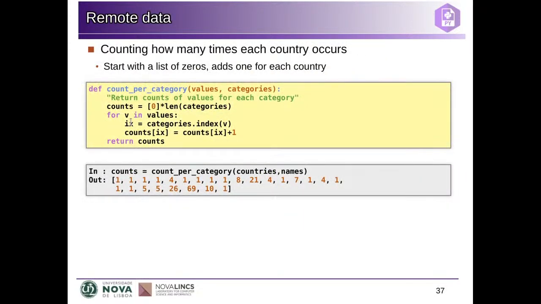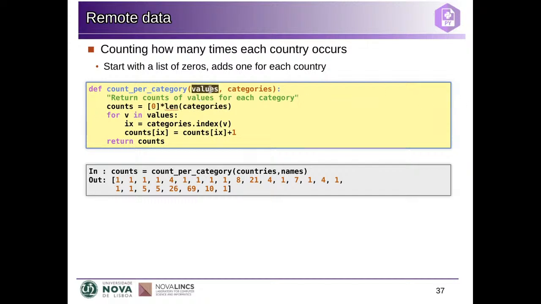So one easy way of creating a list of zeros is just to create a list of 1 zero and then multiply by how many zeros you want. So in this case, we want as many as the categories we have, and this creates a list with as many zeros as there are categories.